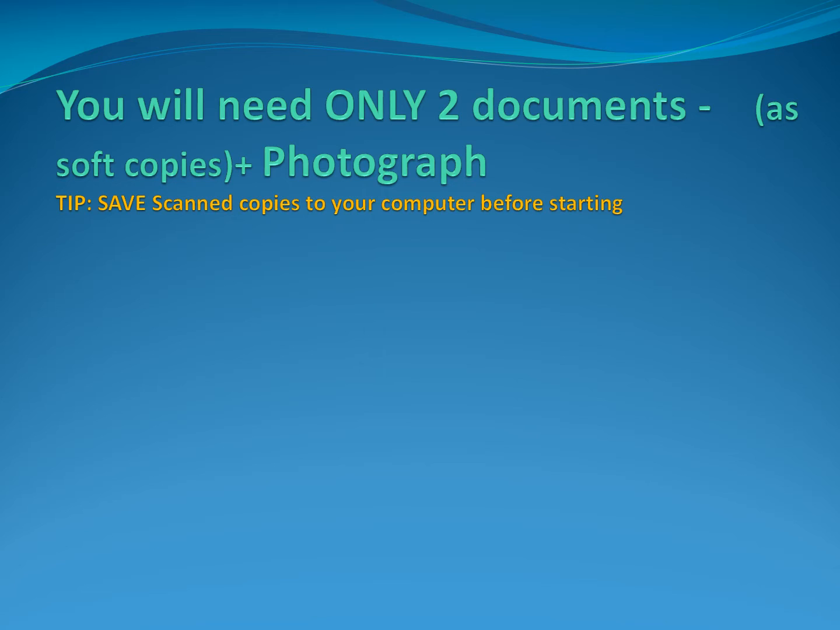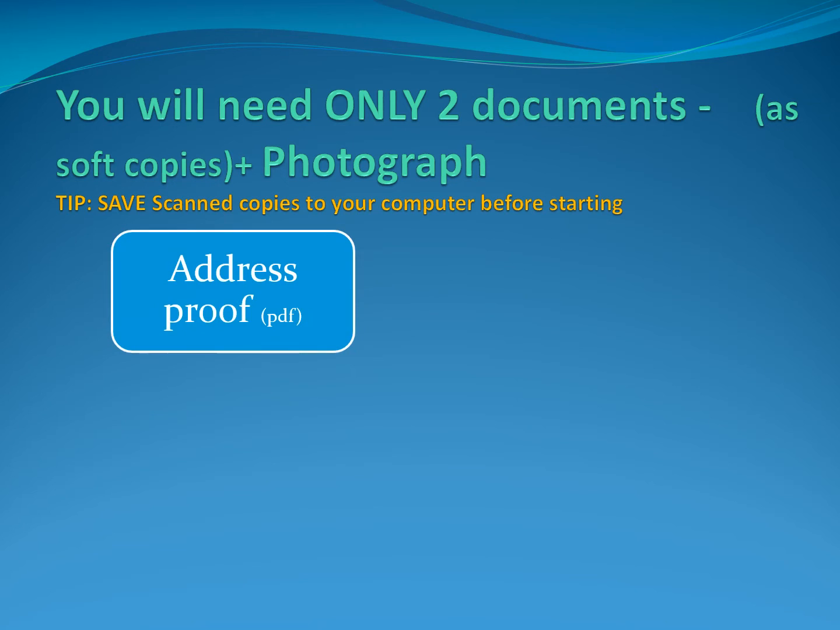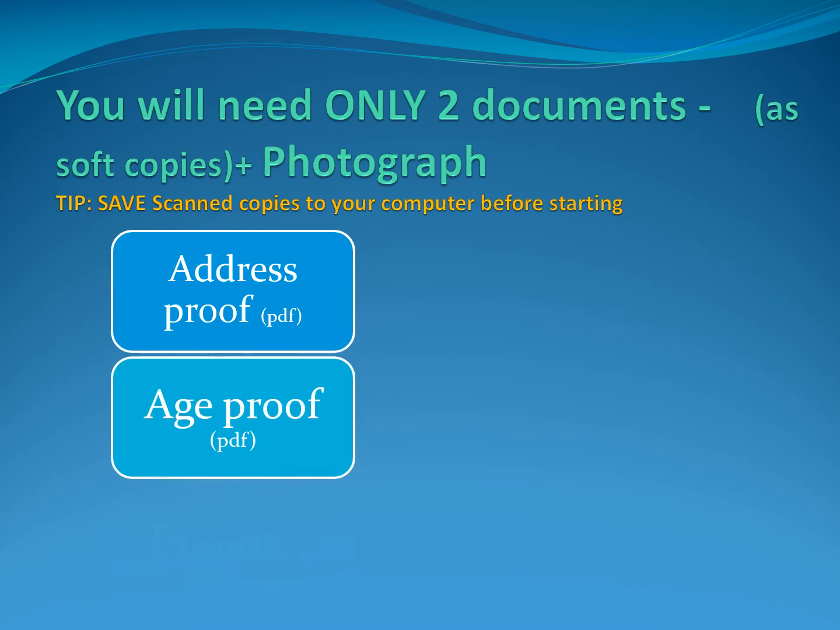Now, before you get started, you need to get your documents together, and you also need to scan them onto your computer. Here is a list of the documents you're going to need. You'll need your address proof, your age proof, and your photograph. The first two have to be in PDF and the last one in a JPEG format.